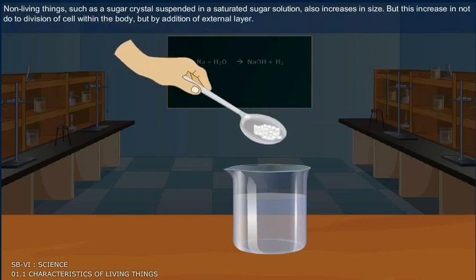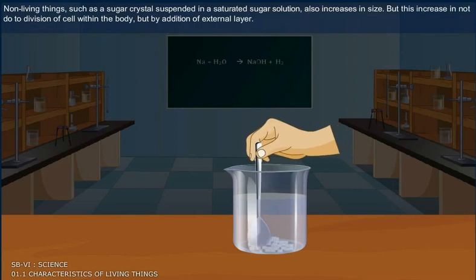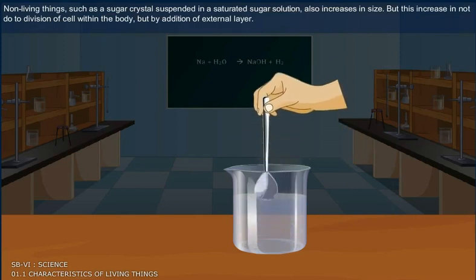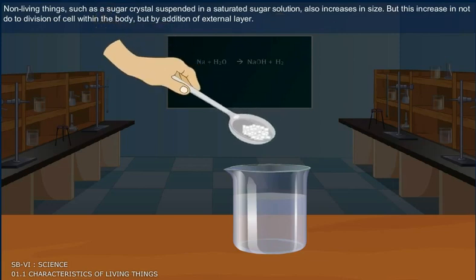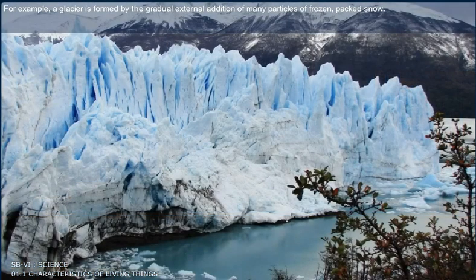Non-living things such as a sugar crystal suspended in a saturated sugar solution also increase in size. But this increase is not due to the division of cells within the body, but by the addition of an external layer. For example, a glacier is formed by the gradual external addition of many particles of frozen packed snow.